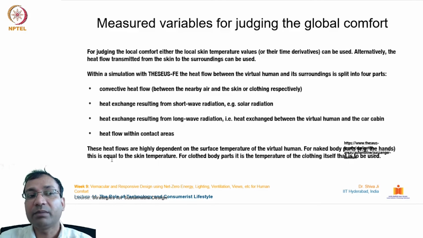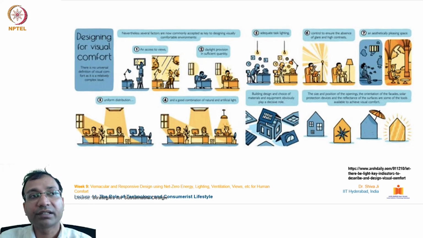These heat flows are highly dependent on the surface temperature of the virtual human body. For a naked body part, like hands, etc., this is equal to the skin temperature. For a clothed body part, it is the temperature of the clothing itself that is to be used. So this is how it works, and from here on we will see some illustrations of human comfort situations, where thermal conditions are concerned, lighting levels are concerned, wind conditions are concerned, the acoustic conditions are concerned. So this is for our understanding.